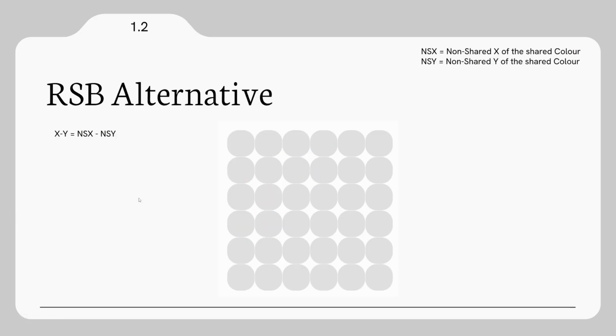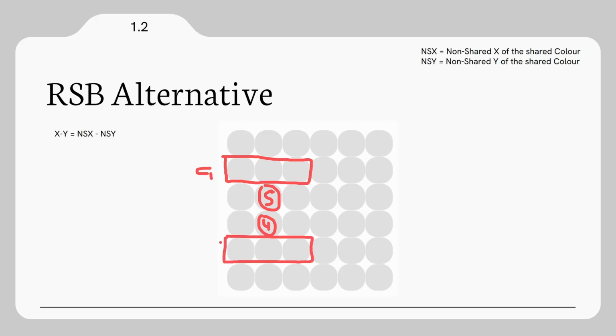RSB only works if the two numbers are different colors, so what happens if they're the same? That's where the RSB alternative rule comes in. Instead of having red and blue, we now have the red that are not shared from one side and the red that are not shared from the other side. There's not really a nice abbreviation for this that anyone has used that I've seen, so I'm just doing NSX and NSY, standing for non-shared X and non-shared Y. And then in this example, I'm going to use C1 and C2.